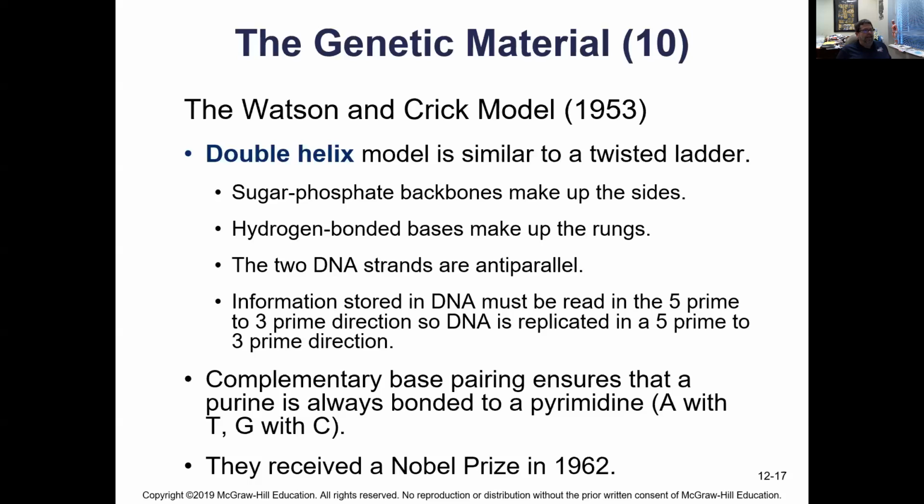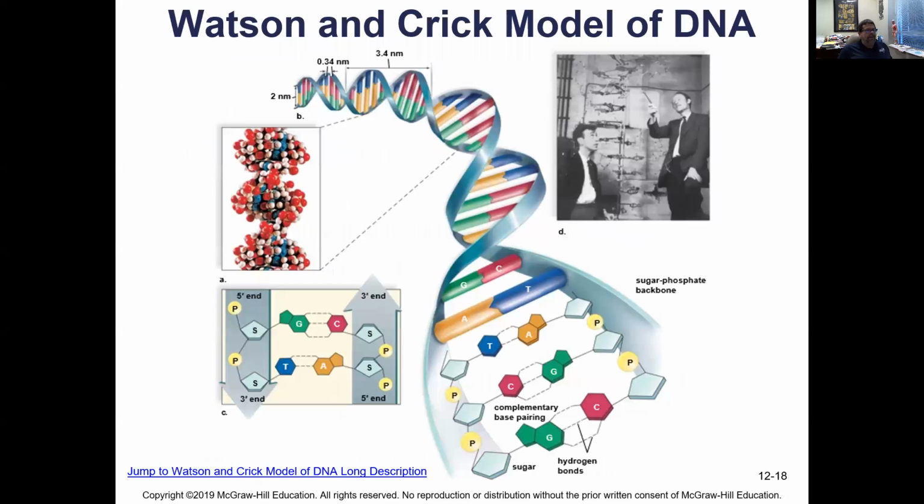So DNA then is a double helix model similar to a twisted ladder. Sugar phosphate backbones make up the sides, and hydrogen bonds make up the rungs or the steps in the ladder. The 2 DNA strands are anti-parallel. Okay, so here's what it looks like. There is Watson and Crick in 1953 with their model of DNA made out of pieces of metal and tin that's sitting in a museum today. I think that may be in the Smithsonian or one of the great museums today.